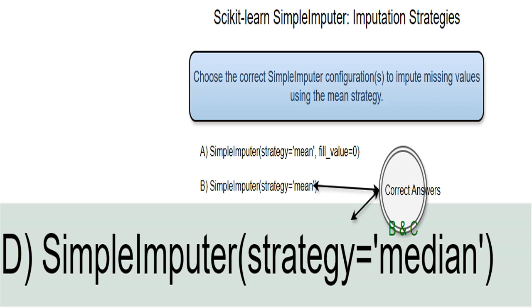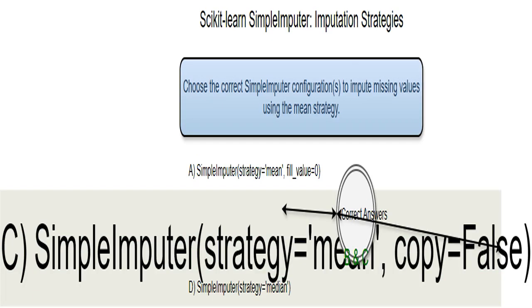This option uses the median strategy, which means it will replace missing values with the median, middle, value of each column. The problem wants the average, mean, so this is incorrect. The correct solutions are B and C because they both correctly use the mean imputation strategy.